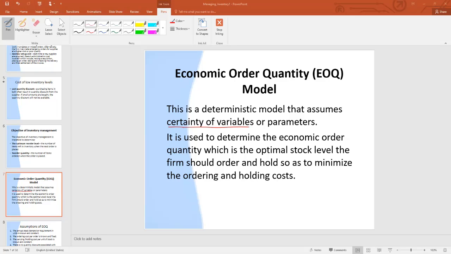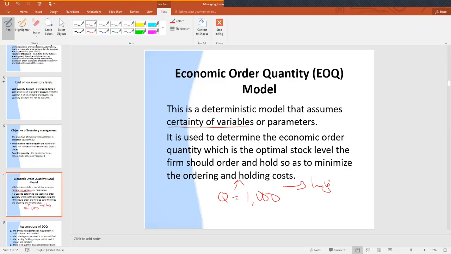Which means, therefore, if the company was to reorder the inventory beyond the queue proposed by the model, let's say a queue of 1,000 units, okay. If you order above 1,000, then the total relevant inventory cost will be increasing, to be higher. The cost will be higher.